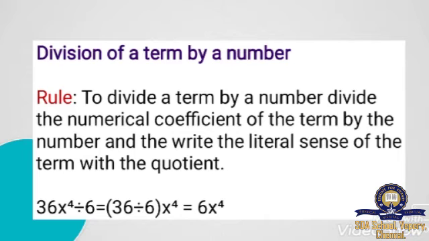Division of a term by a number. To divide a term by a number, divide the numerical coefficient of the term by the number and write the literal part of the term with the quotient. For example, 36x to the power 4 divided by 6. When we take the numerical coefficient aside and cancel, we get the result 6x raised to the power 4.